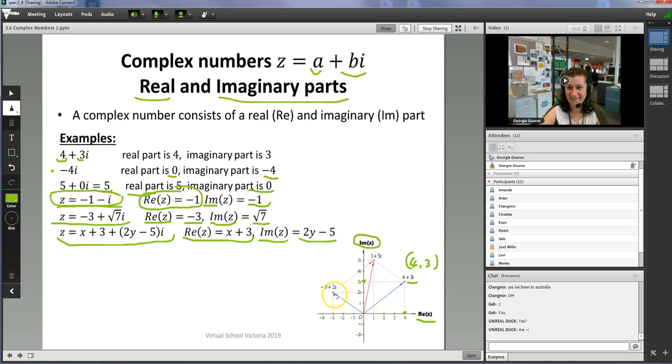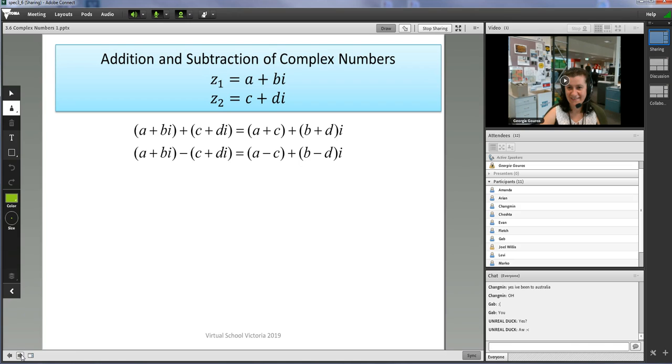This one over here in the second quadrant is -3 plus 2i. -3 is the real component, 2i is the imaginary component. Okay, so that's just some terminology there. So we've got all of that and more.